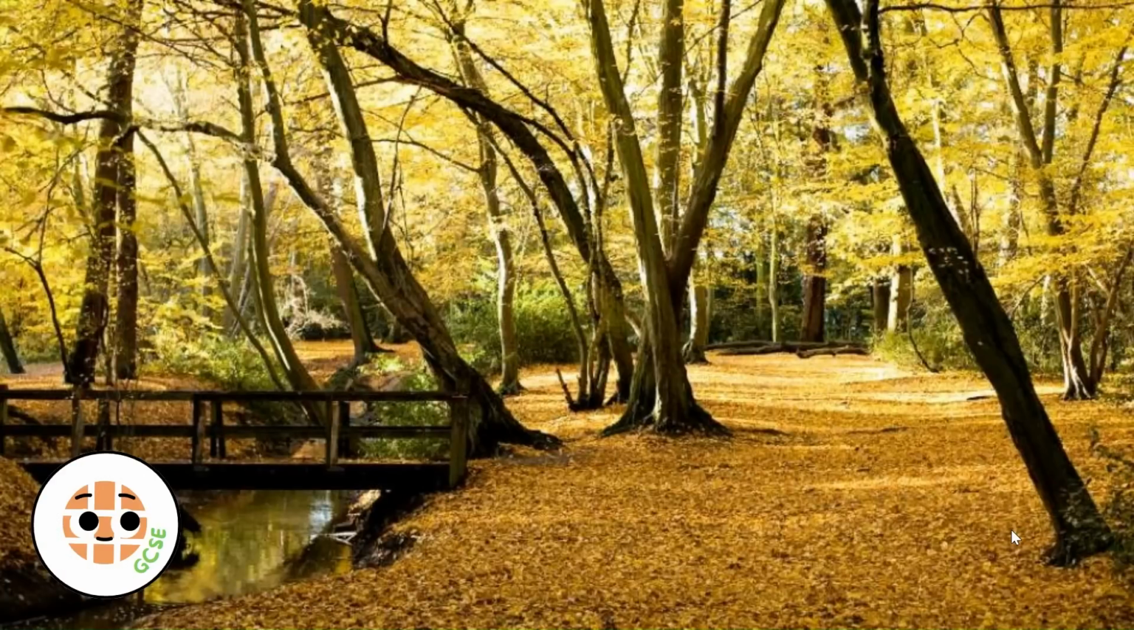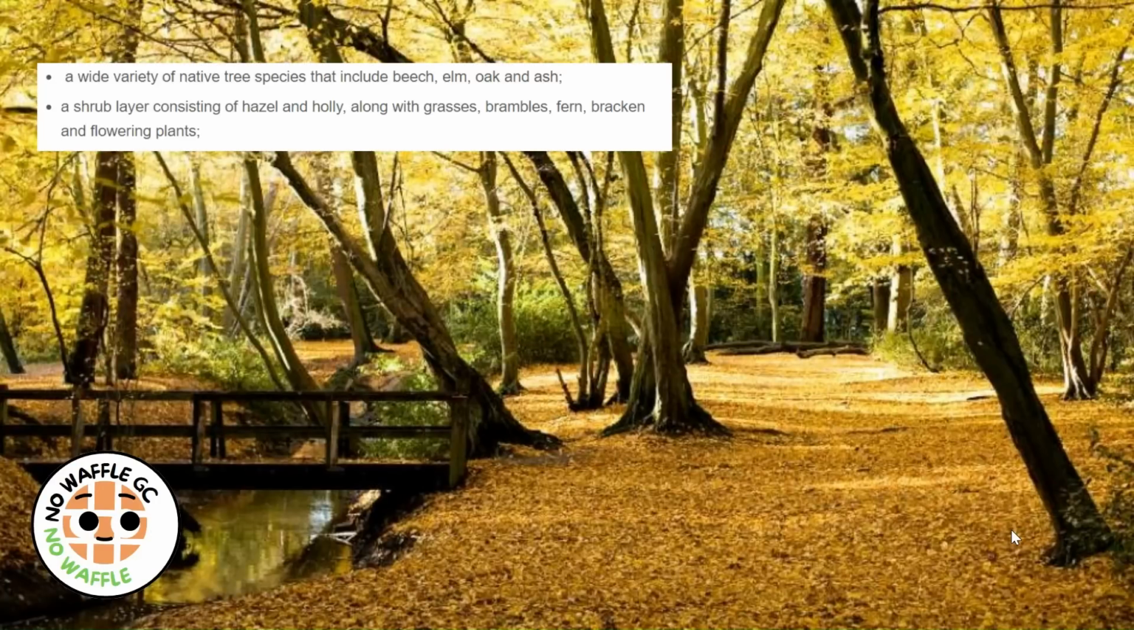So, a couple of bits of information about Epping Forest. There's a wide variety of native tree species. You've got beech, elm, oak, ash. You've got a shrub layer consisting of hazel, holly, grasses, brambles, fern, flowering plants.